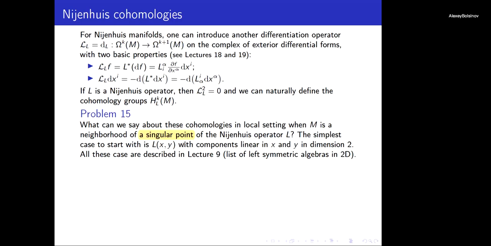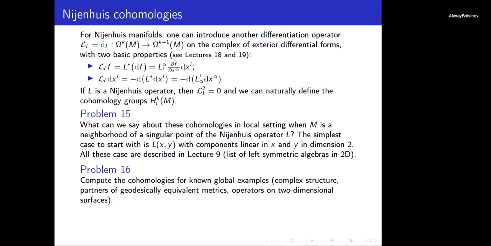For instance, this is the simplest possibility. Consider the two by two case, the two-dimensional case, and assume that this operator L(x, y) has just linear components in x and y. In other words, L represents a two-dimensional left-symmetric algebra. So what can we say about cohomologies? How do they depend on the properties of this left-symmetric algebra? It needs to be clarified.